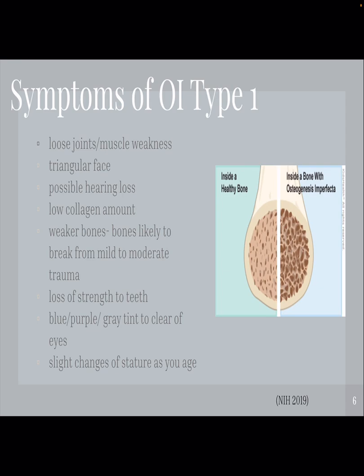I also included a picture next to the symptoms, which shows the difference between a bone that is diagnosed with OI and a healthy bone with normal collagen production. As you can see, the healthy bone has a more dense population of collagen compared to the bone with osteogenesis imperfecta, which is a little more sparse and looks a little dead in a way, and is not as dense because it has more spaced out collagen.